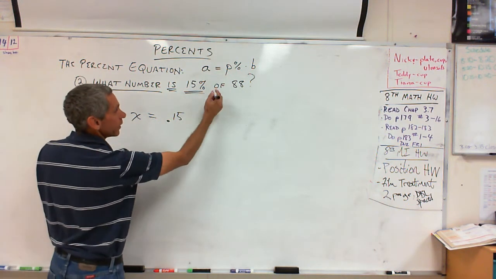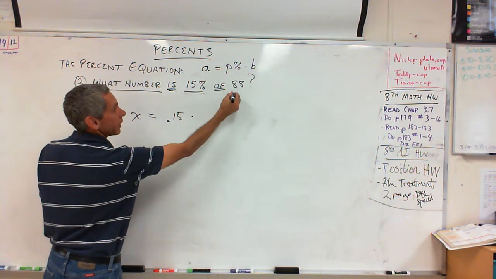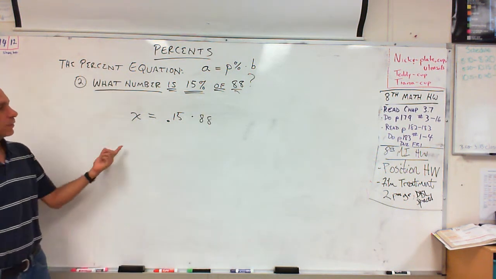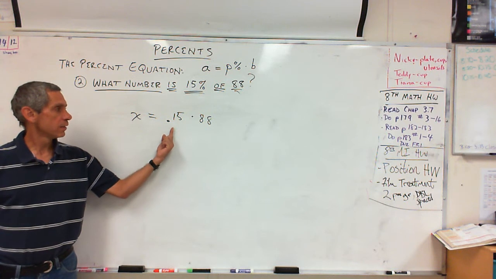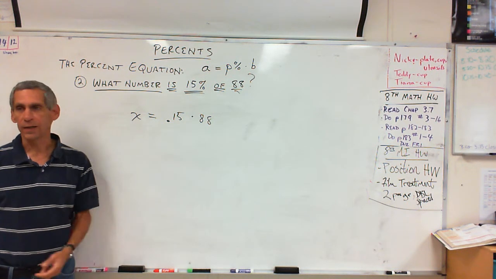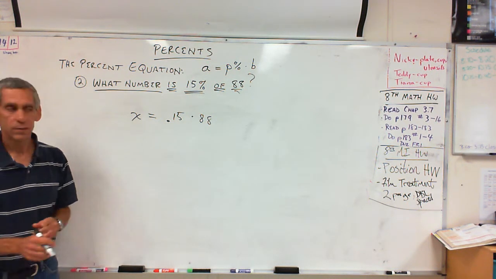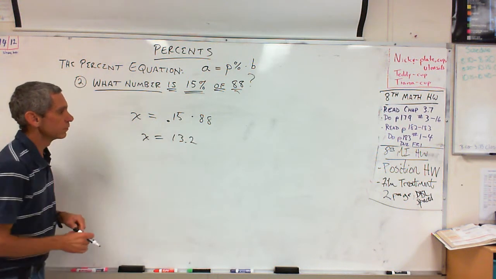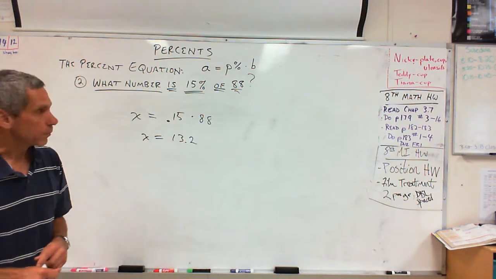And then of means times 88. Look how easy that is. So you just multiply. Lila, 0.15 times 88. 13.2. X is equal to 13.2. Yes. That makes sense.